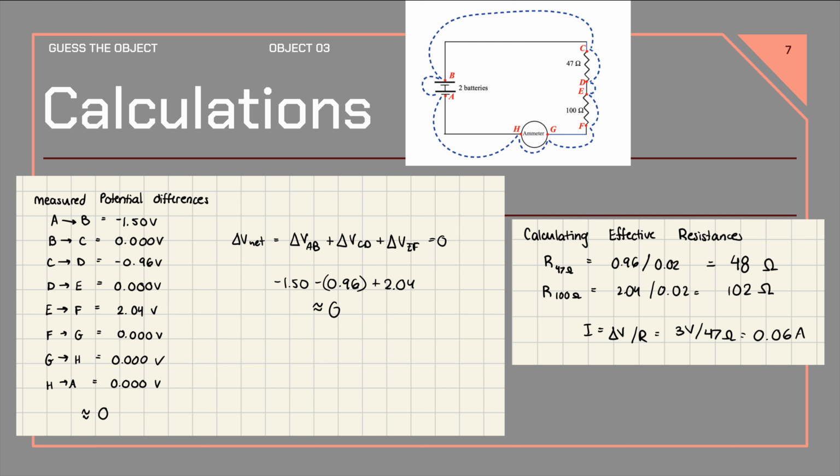Next, we had to calculate the effective resistances. For this, we used one of Ohm's law equations: R is equal to delta V divided by I, and I is equal to delta V divided by R. Ultimately, we found that the effective resistance is 0.06 amperes.